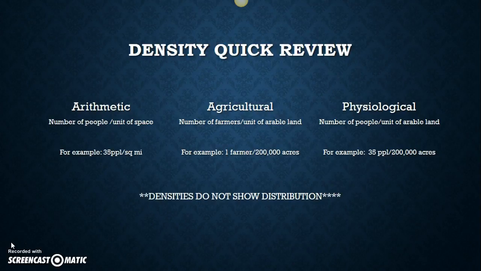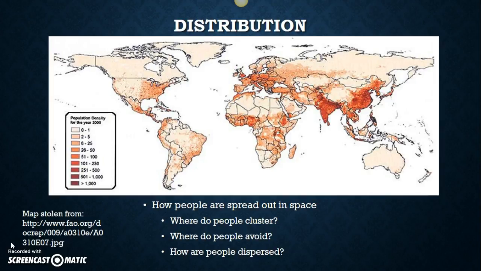One really important thing to note, and that I want you to make sure gets down into your notes, is that densities are not the same as distributions, and they don't show distributions. And there are some real disadvantages to using density as a way of explaining how population is spread out in a space.